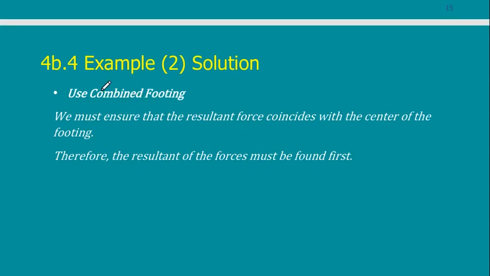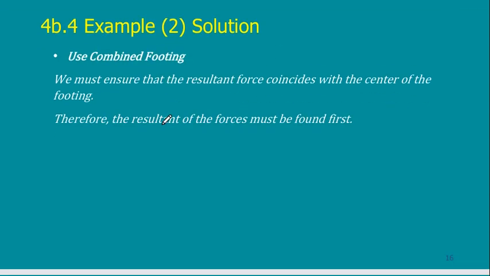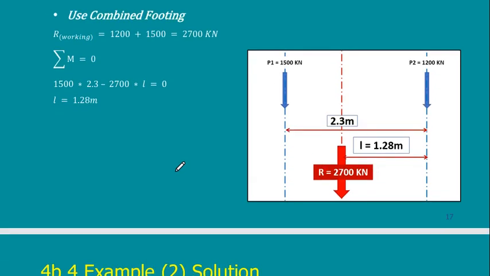So now I need to design a combined footing. What should I do? As we said, I need the CG of the loads to coincide with the CG of the footing. So I need to get the CG of the loads. I have one load here, it is 1,500, and here it is 1,200. What is the value of the resultant? The total resultant, of course, is the sum of both loads. The resultant is 2,700. This is just summation.